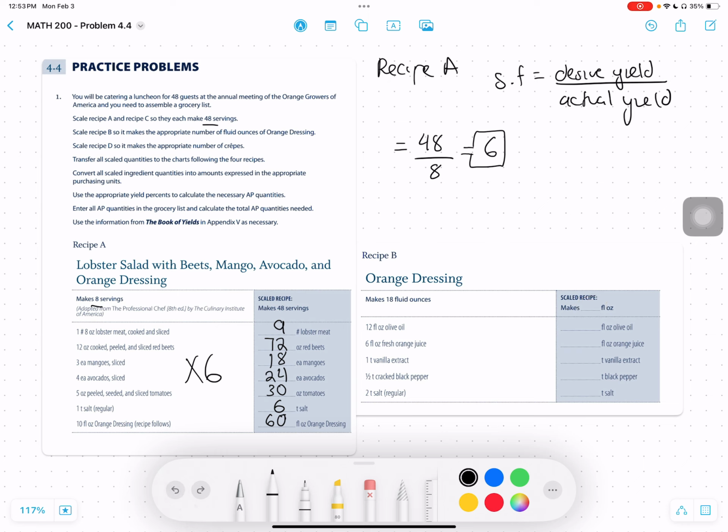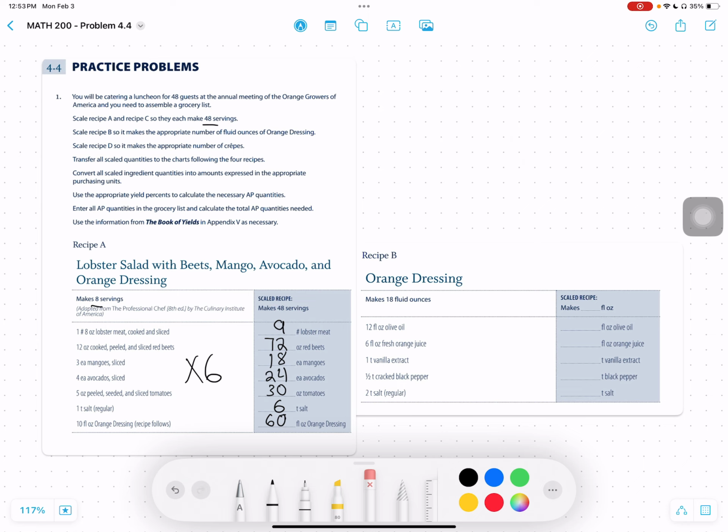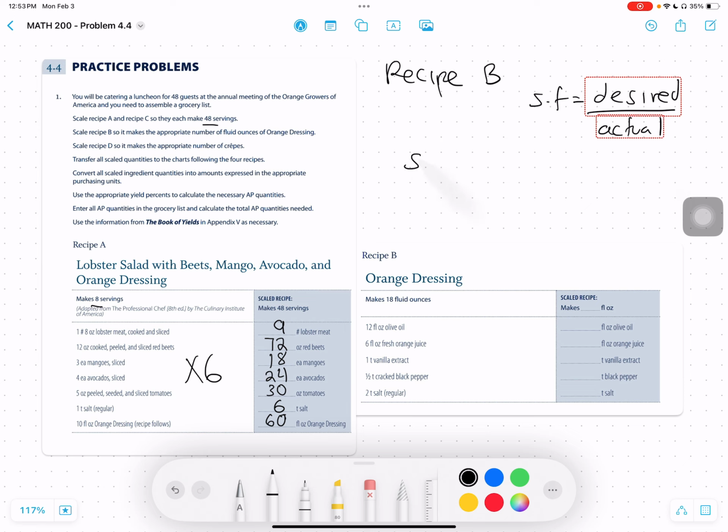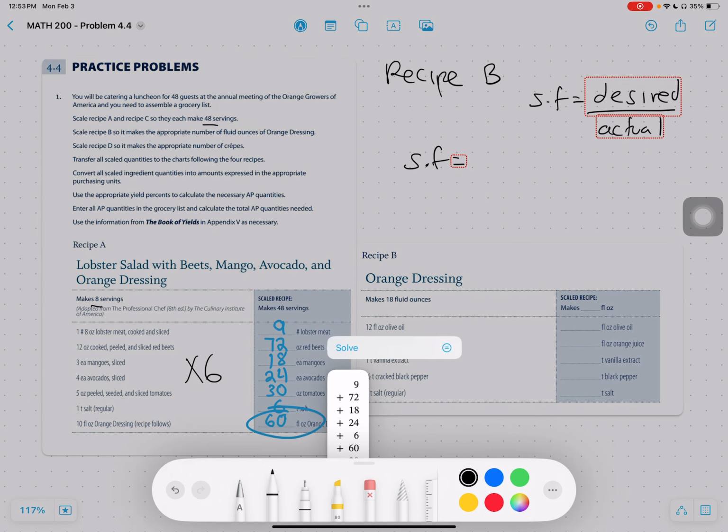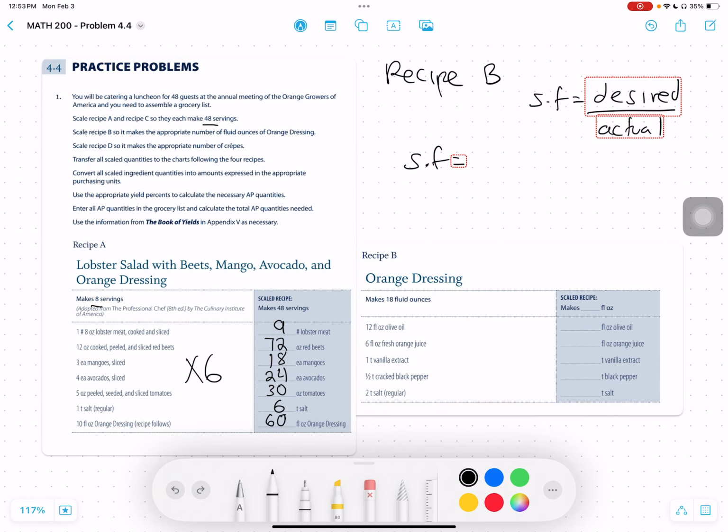This is for recipe B. I'll go ahead and erase all of this. We are doing the scaling factor for recipe B. The same scaling factor is my desired over my actual yield. So my scaling factor equals my desired making, which is 60 fluid ounces, because that's what I need to serve my whole recipe. So 60, and I'm dividing by the yield of the orange dressing recipe, which is 18 fluid ounces.